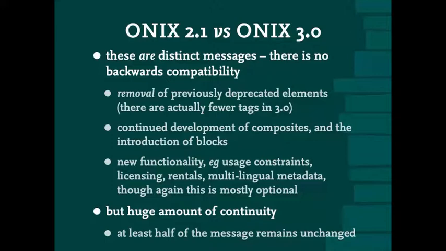ONIX 3 has also continued that train of development. A lot of the things that made 2.1 better, we've gone further. There are new composites. There's more flexibility. There's the introduction of blocks. This is a continued story of development, but it's development in a very consistent direction. And of course, 3 has lots of new functionality. A lot of it has to do with either ebooks, digital products in general, multilingualism. Importantly, all of the new functionality is optional. You're not forced into doing new stuff, by and large, but you are forced into not using those old elements from 2.0. Those have been taken away completely. So there's a huge amount of continuity between 2.1 and 3. At least half of 2.1 is unchanged from where it was 8, 9, 10 years ago.